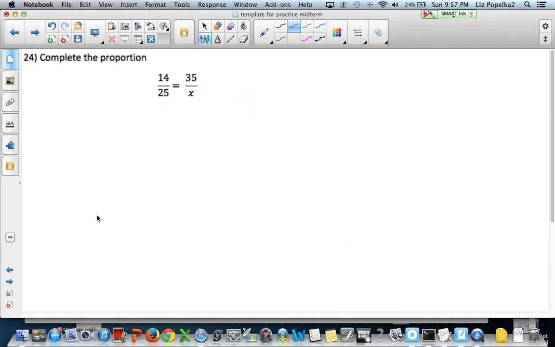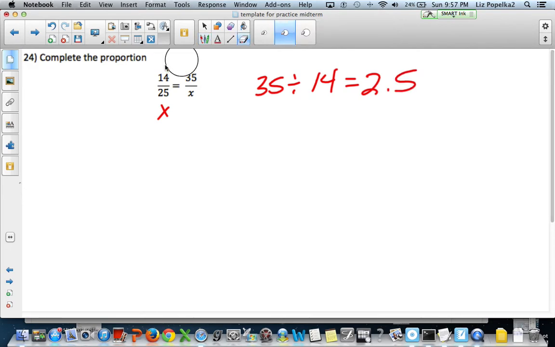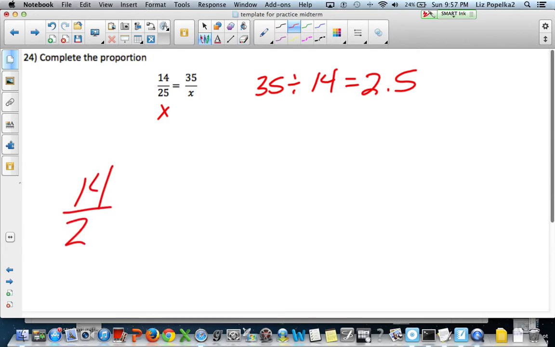Number 24, it says complete the proportion. So it's kind of like we're unsimplifying a fraction. If I could figure out what I multiplied that 14 by to get 35, I can multiply 25 by that same number in order to get x. So if I do 35 divided by 14, I'll see that that gives me 2.5. I'm going to actually rewrite this down here a little bit to make it a little bit bigger.